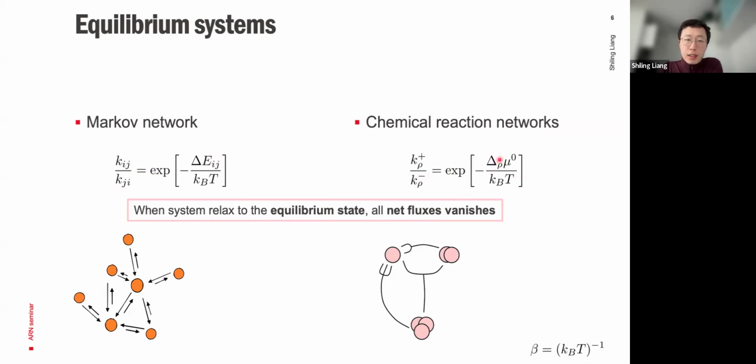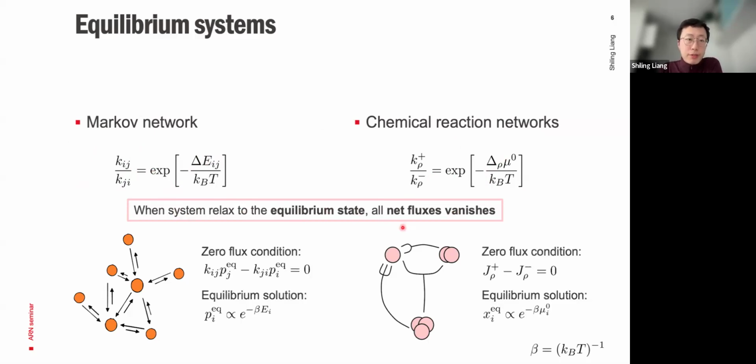If this detailed balance condition is satisfied, the system will finally relax to an equilibrium state. In this equilibrium state, we don't have any net flux in the system. On all the edges, the forward flux balances with the backward flux. The final equilibrium solution, the stationary state of the system, should follow the Boltzmann distribution. For the master equation, the probability distribution is proportional to a Boltzmann factor, and after proper normalization we get the actual probability distribution.